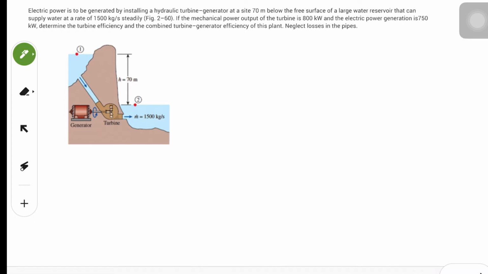So we need to neglect the losses in the pipes. Given the figure and also the elevations, we have the elevation of 700 meters from point 1 to point 2. The water is open to atmosphere also, and the rate of the supply water is 1,500 kilogram per second. So we have the mechanical output of the turbine.